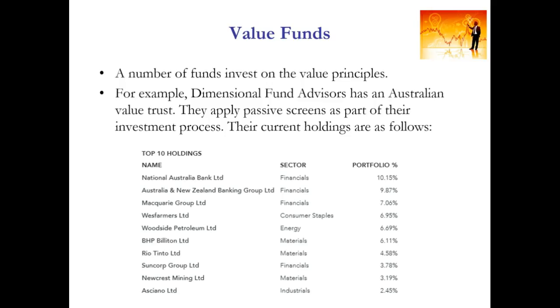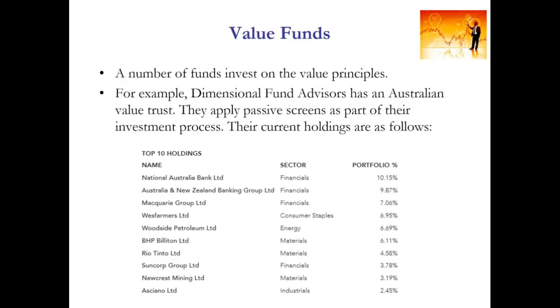So value investing appears to outperform across the world, and there appears to be a few different screens that can successfully pick up value stocks and be used to generate abnormal returns. Given its success, this investment strategy has actually been adopted by a large number of managed funds around the world. One example of such a fund is Dimensional Fund Advisors.